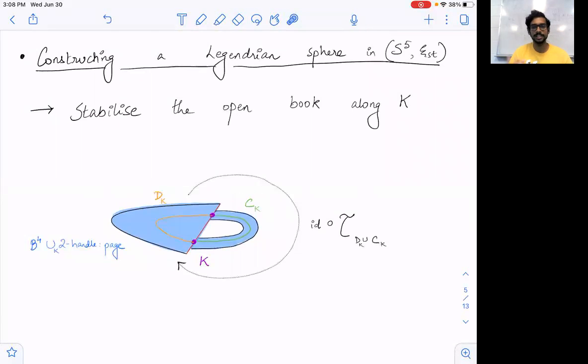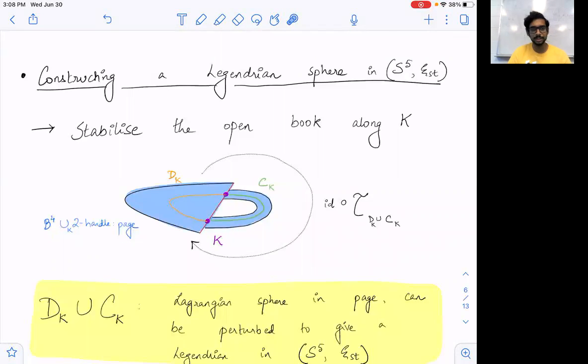So what we can do is stabilize the open book along K, which means that the pages are modified by adding a 2-handle along K, and the monodromy is changed by a right-handed Dehn-Seidel twist along the sphere we just created. The contact structure on the manifold does not change, so the supported open book and the contact structure supported by it is contactomorphic to the standard one on the 5-sphere. So these are the spheres we are interested in.